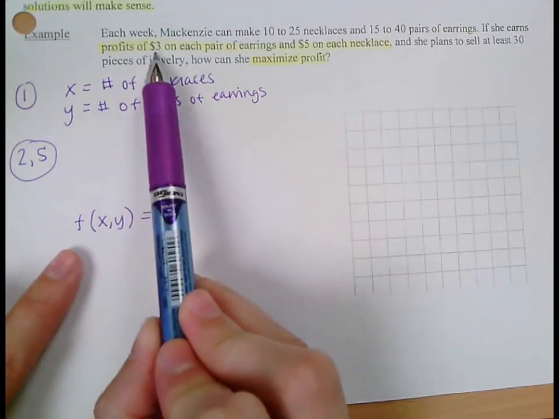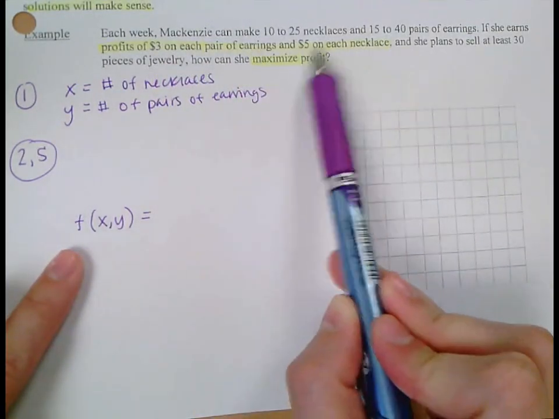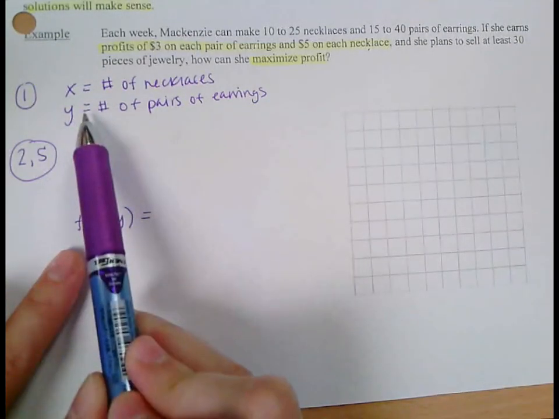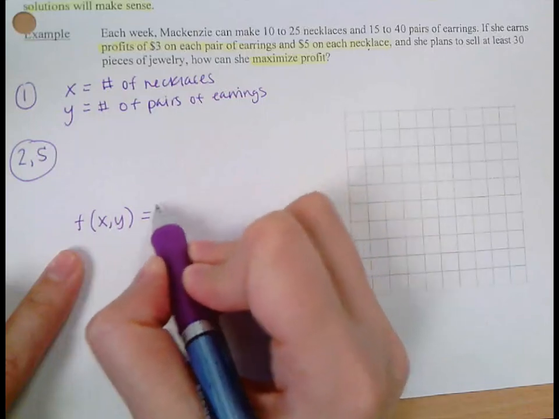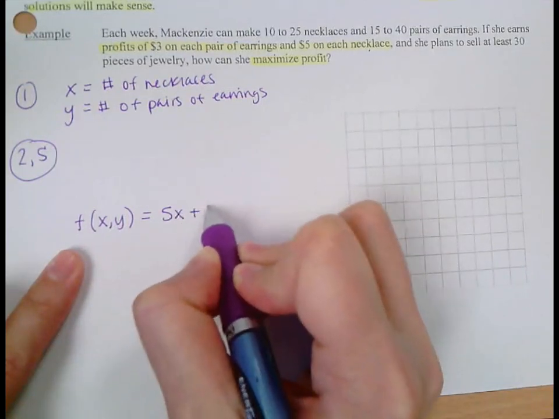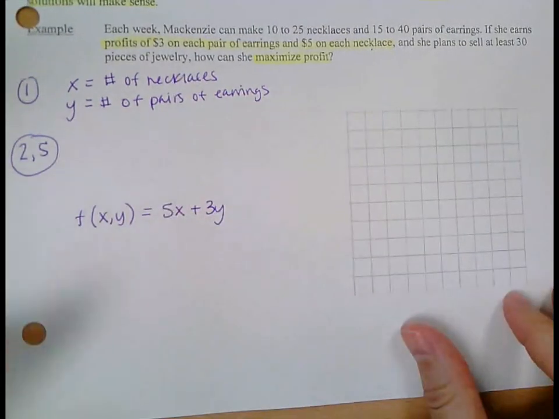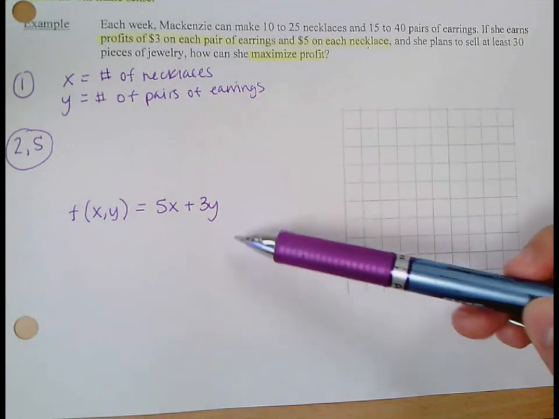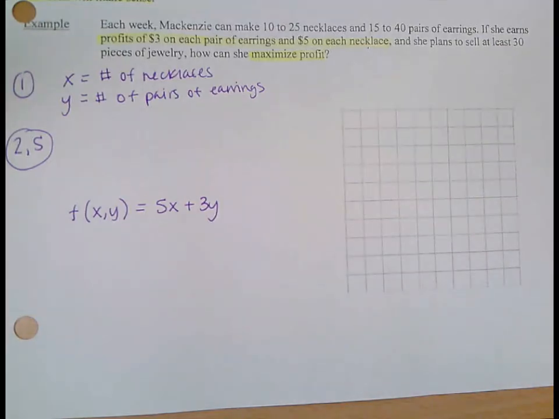And if she's making $3 on each pair of earrings and $5 on each necklace, and make sure you have the variables correct for how they're defined, it would be 5x plus 3y, or 3y plus 5x would be fine too. But kind of picking out what should go with your function versus your inequalities. And typically, your function is going to represent a profit or a cost. So any dollar amounts you're given are going to go with your function, in most cases.